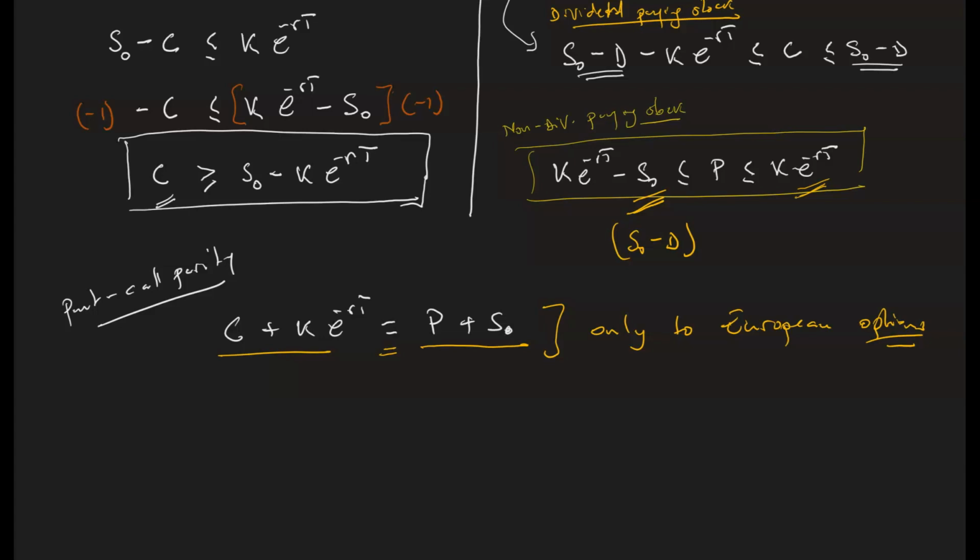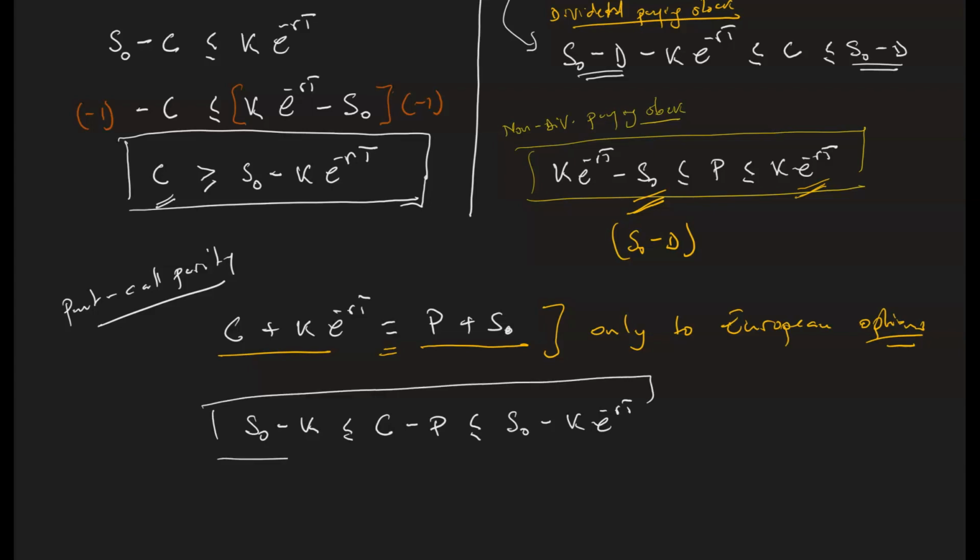With an American option, what we have is the following. We have our stock price minus our strike price is less than or equal to the call minus the put, which is also less than or equal to the stock price minus the present value of the strike price. This would be essentially the equivalent to our put-call parity for American options.